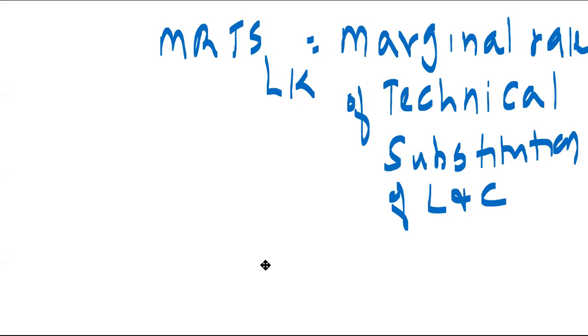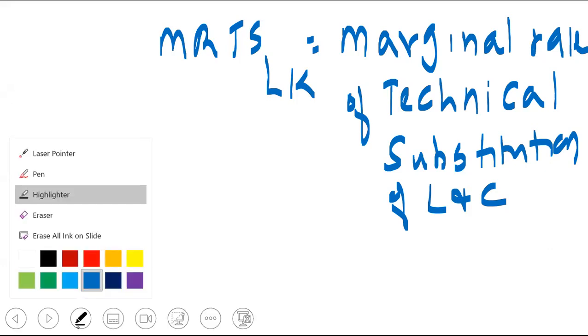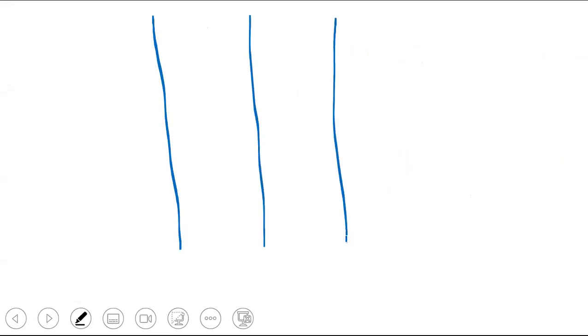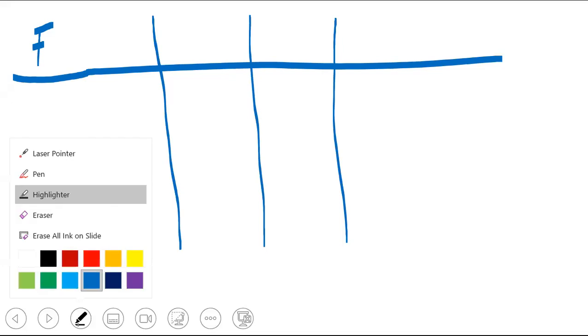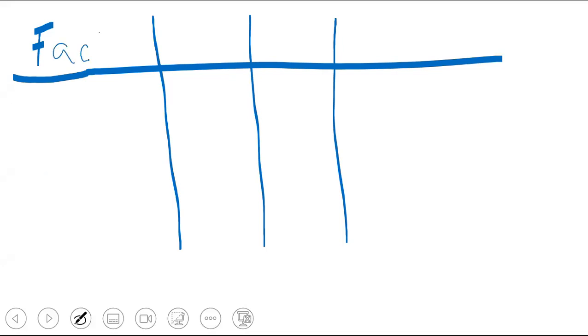Very good, children. Now you have to draw a table. Draw the table. Children, there is very little time, so we cannot take time to waste. First we go to factor combination. I am using the pen so that it will be clear to you. Factor combination.